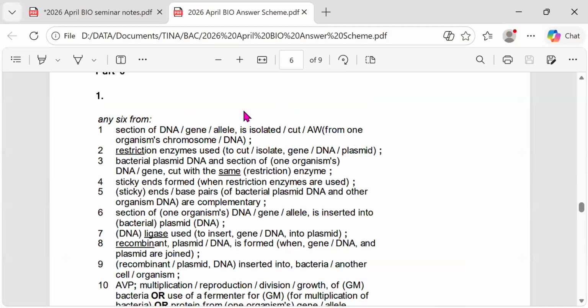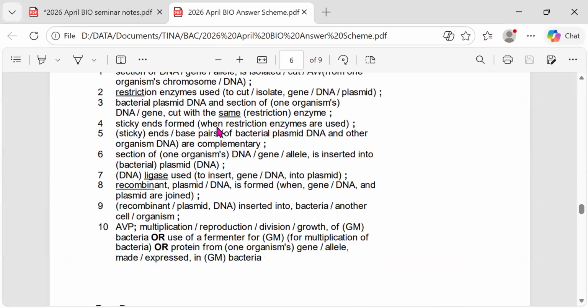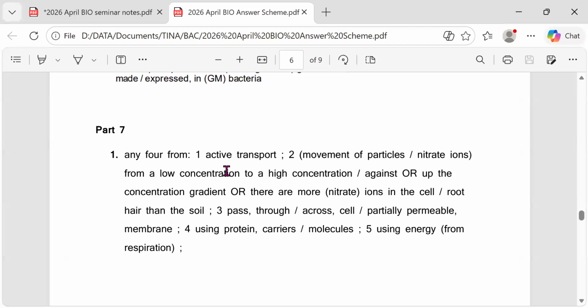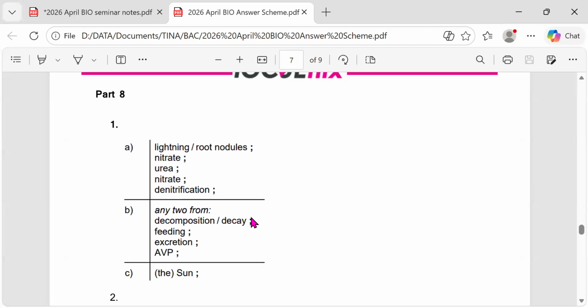So first the section of DNA is isolated or cut using restriction enzyme. The plasmid is also cut using the same restriction enzyme to get sticky ends. Then it's inserted and stuck together with ligase. Then you insert the recombinant plasmid back into the bacteria. And then you put it inside a fermenter to allow it to reproduce. Well, let's just say fermenter or bioreactor. Bioreactor, okay.